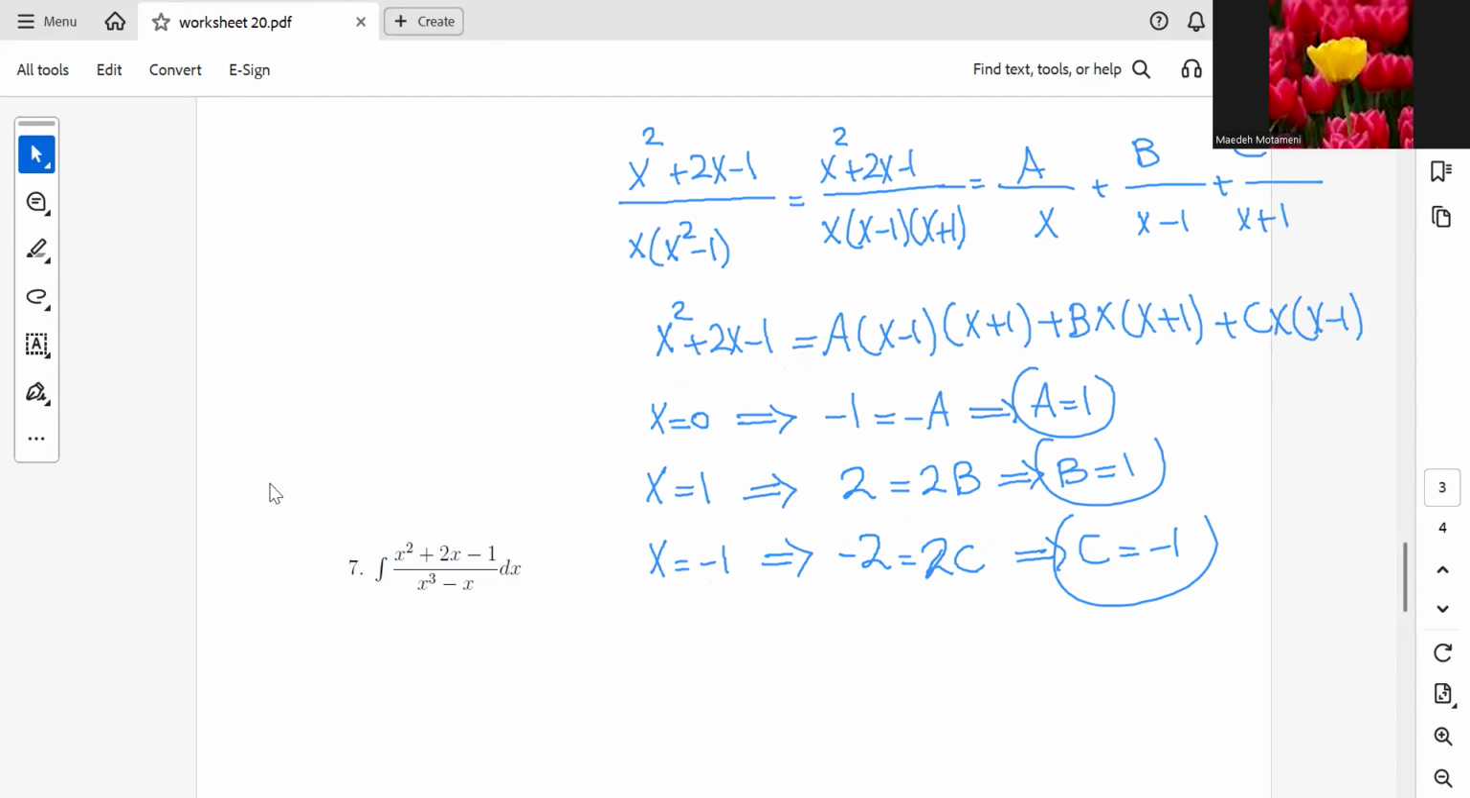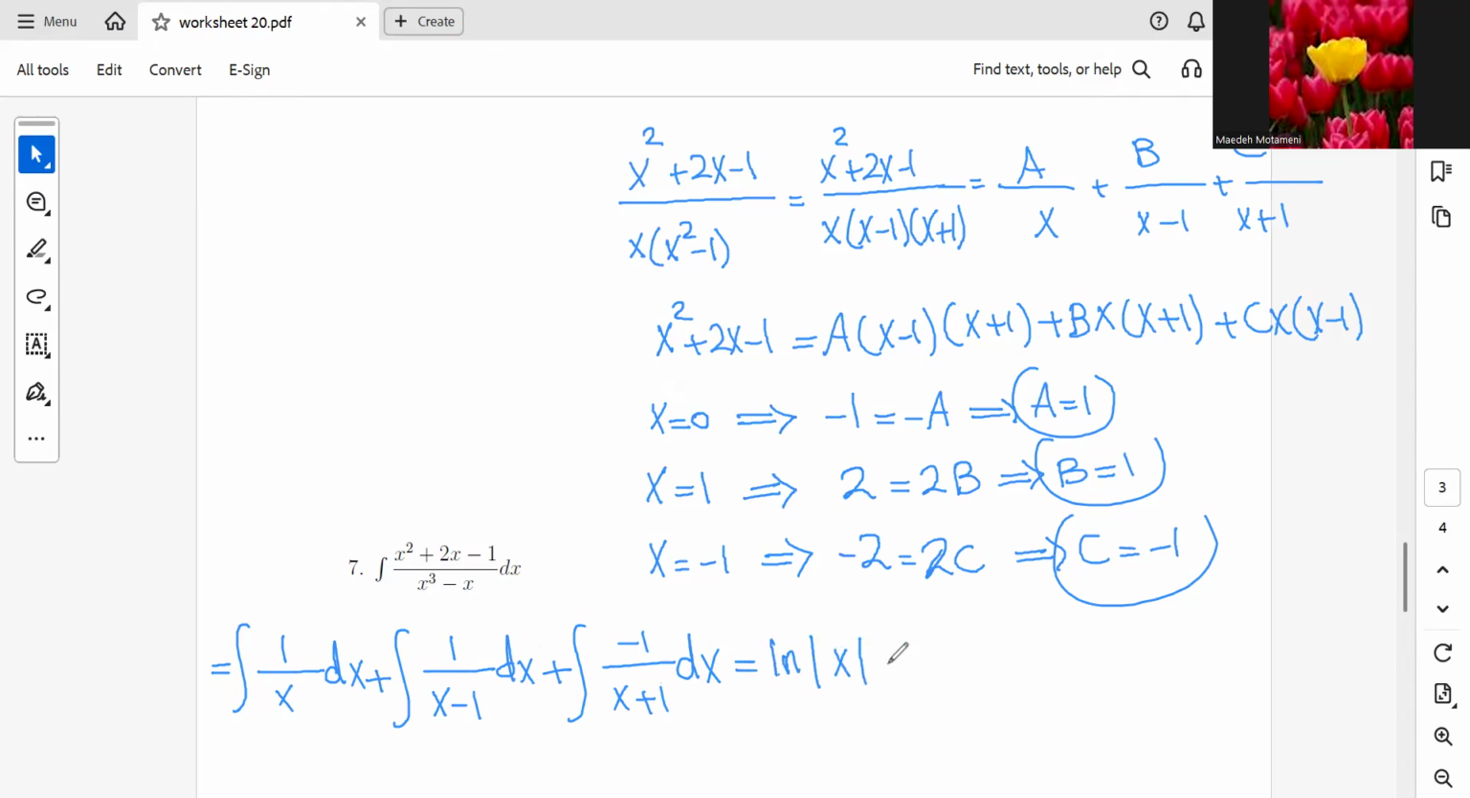Now, the given integral is going to be the integral of a, which is 1 over x dx, plus the integral of b, which is 1 over x minus 1 dx, plus the integral of c, which is -1 over x plus 1 dx. We know that the integral of 1 over x is ln of absolute value of x. We know that the integral of 1 over x minus 1 is ln of absolute value of x minus 1.